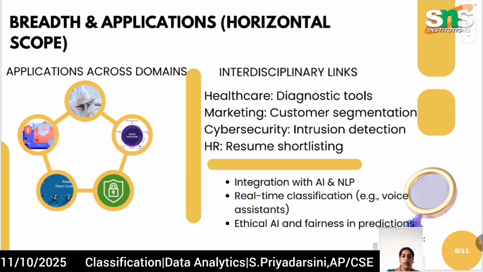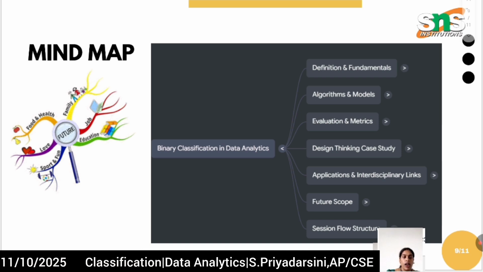Next is applications. Binary classification is everywhere. In healthcare, it is used for diagnosing diseases, like whether a patient has diabetes or not. In marketing, it helps customer segmentation, who is ready to buy or not. In cybersecurity, it is used to detect intrusions or suspicious logins. And in HR, it is used to shortlist resumes. It also connects with other fields like AI, NLP, and ethical AI, ensuring fairness in prediction. Pretty powerful, right?